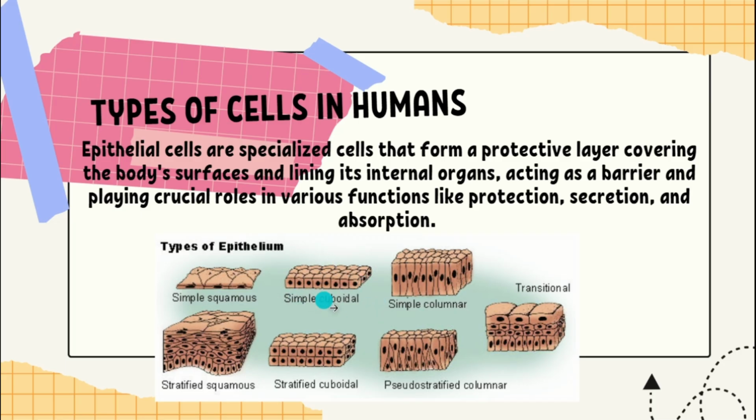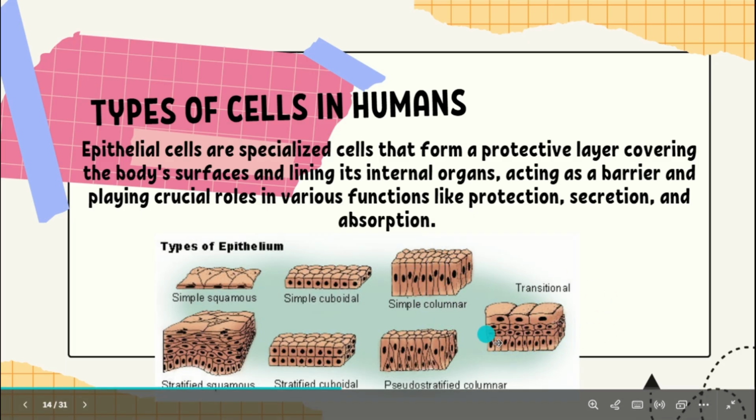You have simple cuboidal, and when we say simple, it doesn't mean that it's one layer. Basically, the first part of the name refers to the layer, and the second part of the name refers to the shape. So just layer, shape. And right here, this is layer, shape. This also says simple because it's one layer, columnar because they are shaped like columns. Then you have transitional, as you can see, it starts off like this, transitions to this, then you get big up here. The name basically says what it says.